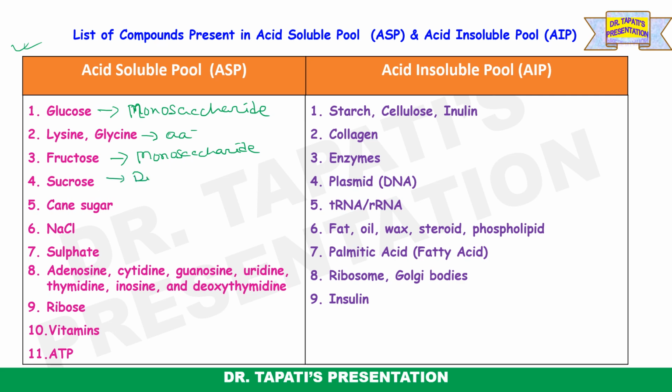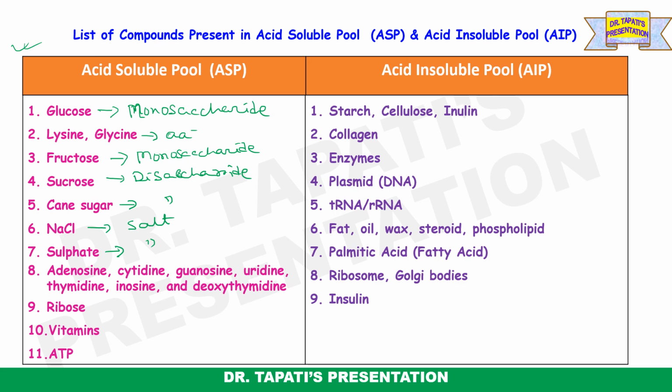Sucrose is a disaccharide. Disaccharide means in this case sucrose is composed of fructose and glucose, and it is water soluble, so it is present in the acid soluble pool. Cane sugar means this is also sucrose, so it is a disaccharide. And if you consider NaCl, this is a salt. It is also present in the acid soluble pool. Sulfate ion is present in the acid soluble pool.